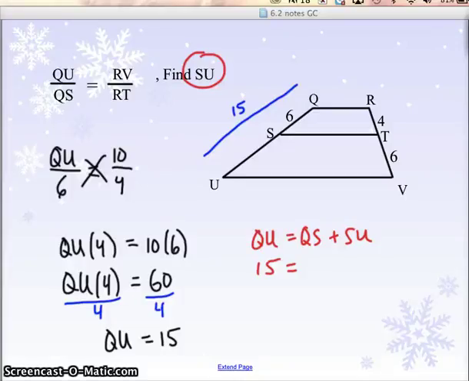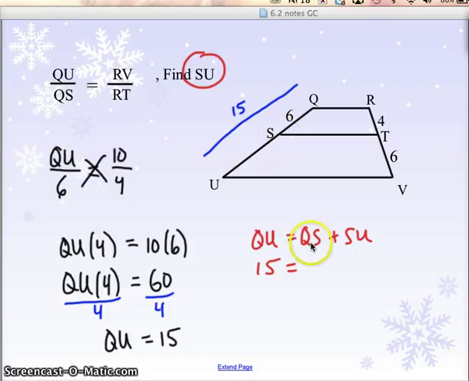Okay, we just need to finish up this example and then there's just a couple more examples. So to recap, we just plugged in all the stuff from the picture and solved for QU. But the question wanted to know what SU is. And so we found QU is 15. Well, QU is made up of QS and SU together. So that's why I wrote this here.